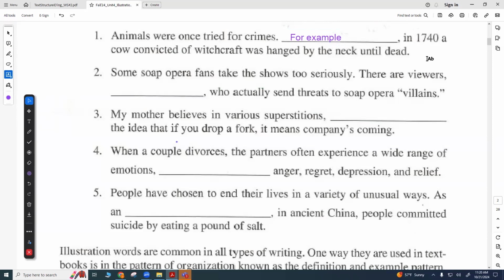Man, we're not being very nice to animals today in our example sentences, but I'm not the author, okay? All right, number two, some soap opera fans take the shows too seriously. The viewers who actually send threats to soap opera villains. What'd you guys put right here? For instance?